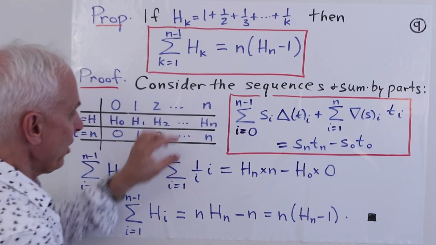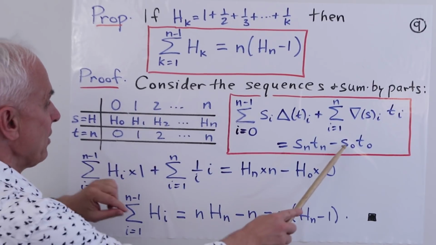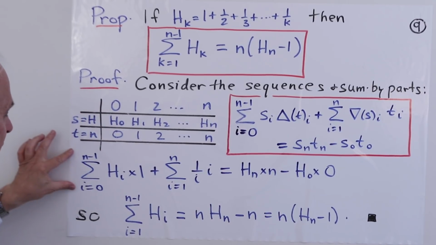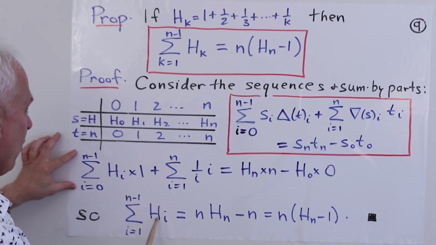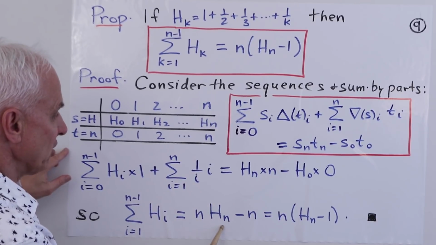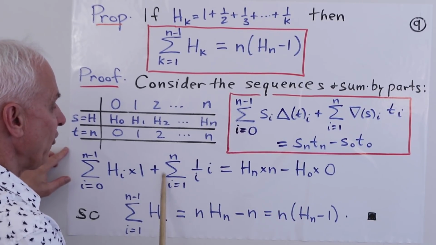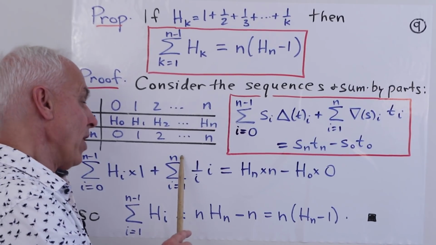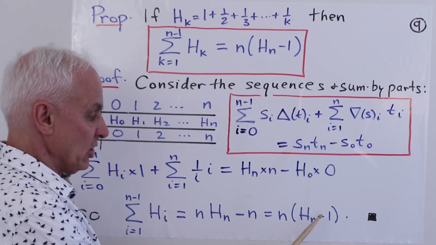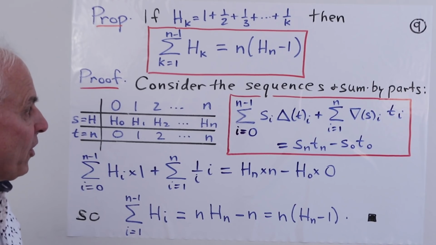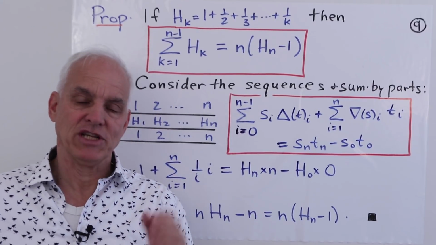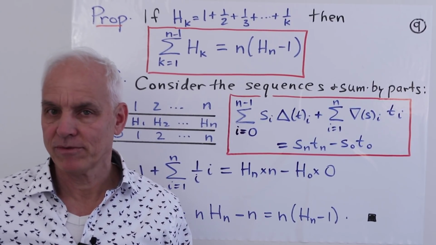On the right-hand side, the product here is h sub n times n, and the product here is h0 times 0, so that'll disappear. So over here we get the sum from i equals 1 to n minus 1 of h sub i, which is what we're interested in, equals n times h sub n. This disappears. And this is just n, because we're summing from i equals 1 to n of 1, which is n. We bring it to the other side, there's a minus sign, and then n times h sub n minus 1. And that's a proof of this pleasant formula that allows us to get the second column of the summation table for the reciprocals of the natural numbers.